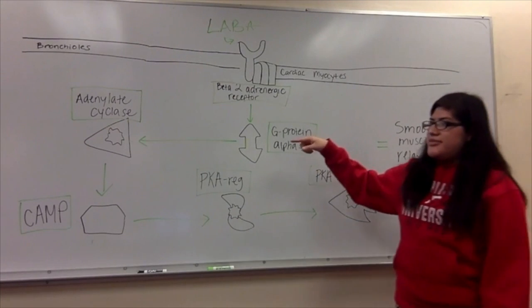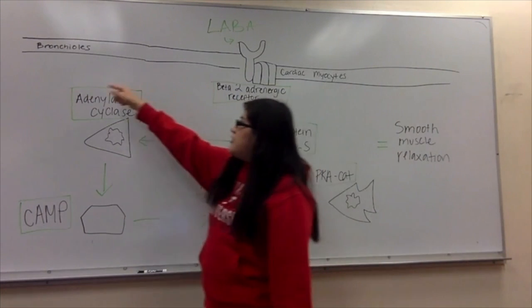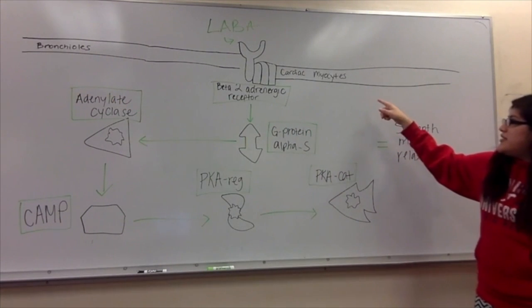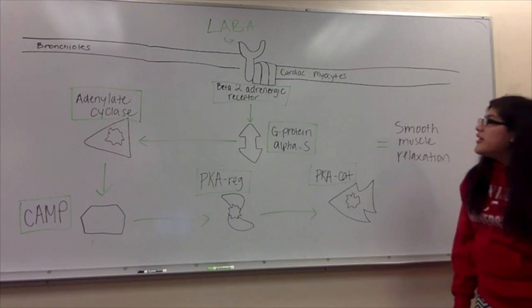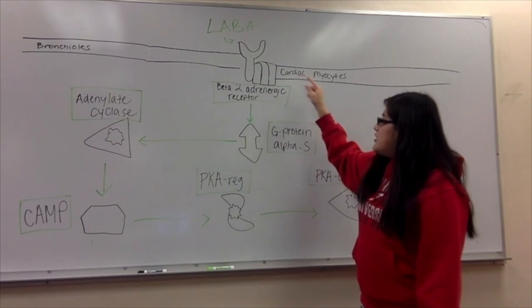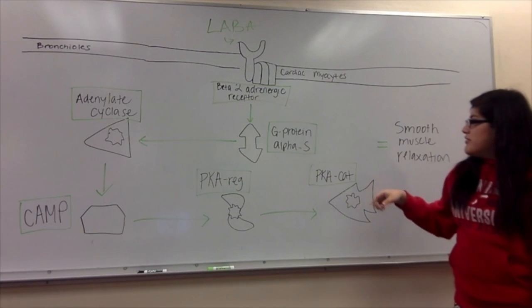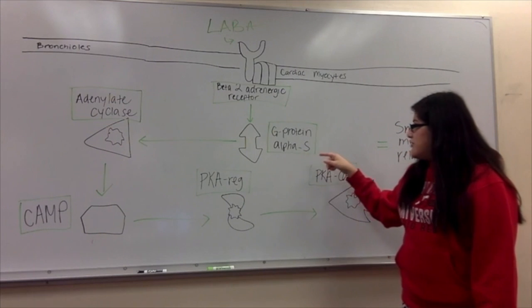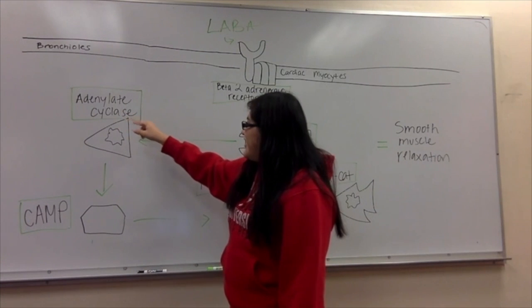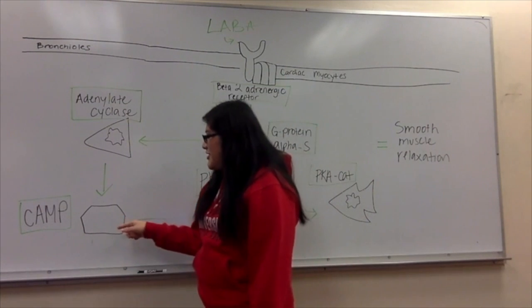These beta-2 adrenoreceptors can be found in the heart or lung tissues, and that's why I labeled this part the bronchioles, which is a structure found in the lungs, and this part cardiac myocytes, which is a structure found in the heart. When salmeterol binds to this adrenoreceptor, it'll lead to activation of these G protein coupled receptors, and that'll increase the production of G protein alpha S subunits, which then activate this adenylate cyclase, and that'll lead to the production of more and more cAMP.